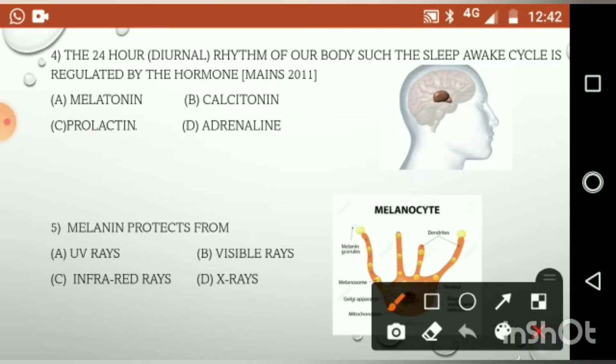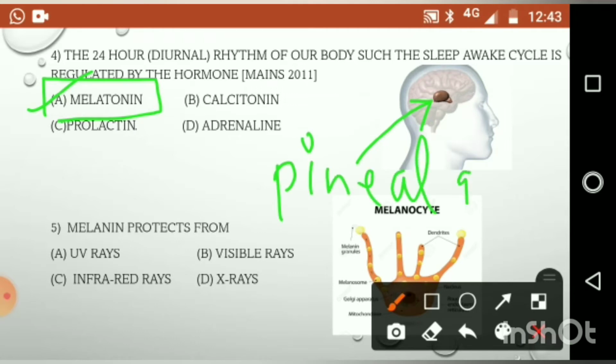So the correct answer for this question is melatonin. Now melatonin is secreted by the pineal gland. It is in the brain. So melatonin is a hormone secreted by the pineal gland, which is present in the brain. Now melatonin controls many other body functions like metabolism, pigmentation, menstrual cycle, defense capabilities, etc.